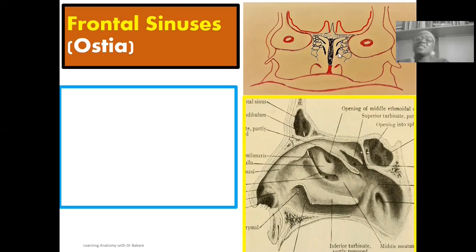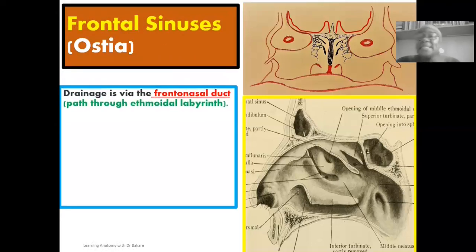Of course, these ostia will be drained into specific regions of the nasal cavity. You just don't see them being drained into any region of the nasal cavity. They have specific spots within the nasal cavity that they are drained into. So this frontal sinus is drained through the frontonasal duct. So you have the frontonasal duct here.